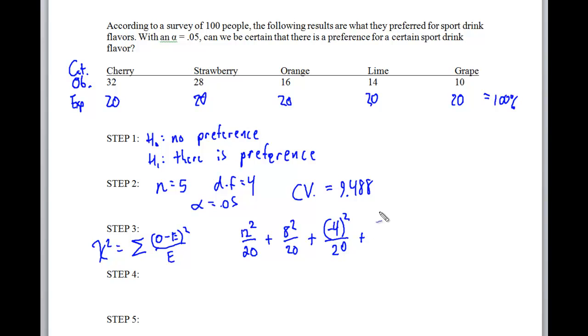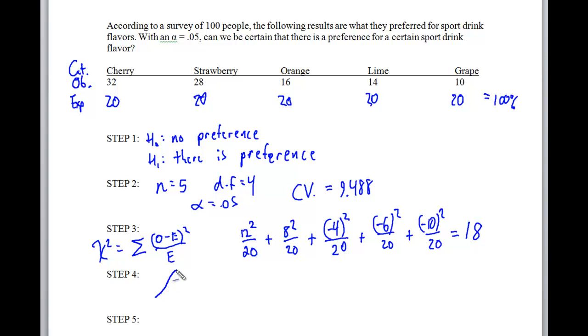Then this is going to be 14 minus 20, negative 6 squared divided by 20, and 10 minus 20, or negative 10 squared divided by 20. And again, as I said, when you type this into your calculator in one string, 12 squared divided by 20 plus 8 squared divided by 20 plus 4 squared divided by 20 plus 6 squared divided by 20 plus 10 squared divided by 20, this way you won't make a mistake with the negatives there. And I'd like you to try to type that in, pause the video, and you will get the answer. And the answer might surprise you because it's a whole number. So go ahead, type it in. Okay, the answer is 18.